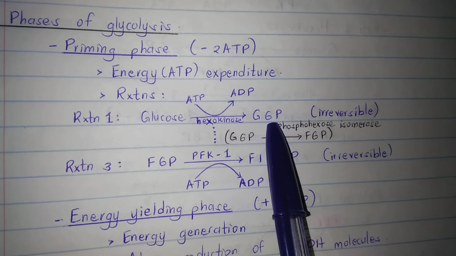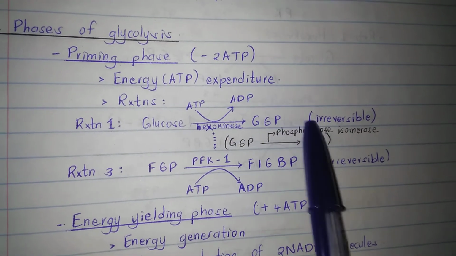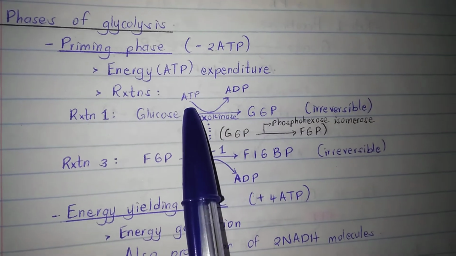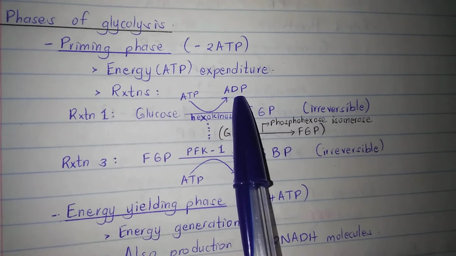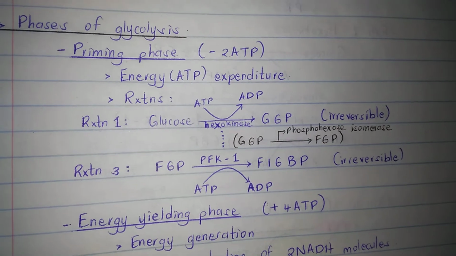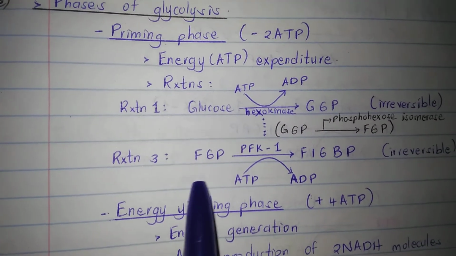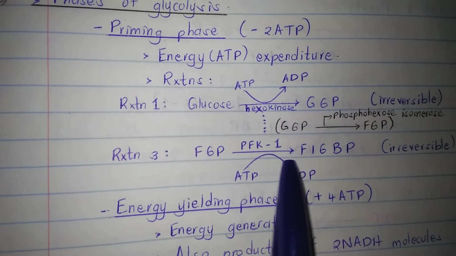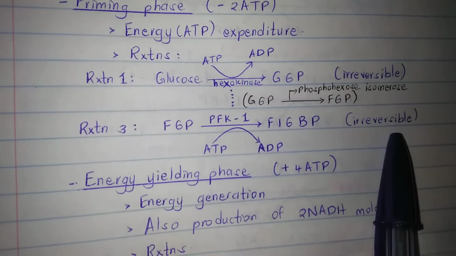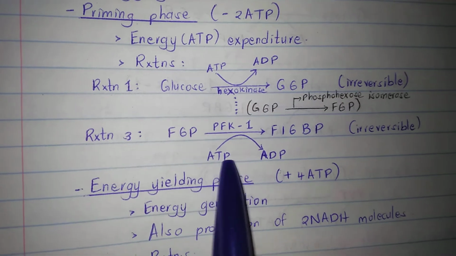converted to glucose 6-phosphate using the hexokinase enzyme in an irreversible reaction. And here we can see that we are using ATP. ATP is converted to ADP. And then the next reaction in the priming phase will be reaction 3, where fructose 6-phosphate is converted to fructose 1,6-bisphosphate, also in an irreversible reaction, and then ATP is being converted to ADP, meaning we are using ATP.